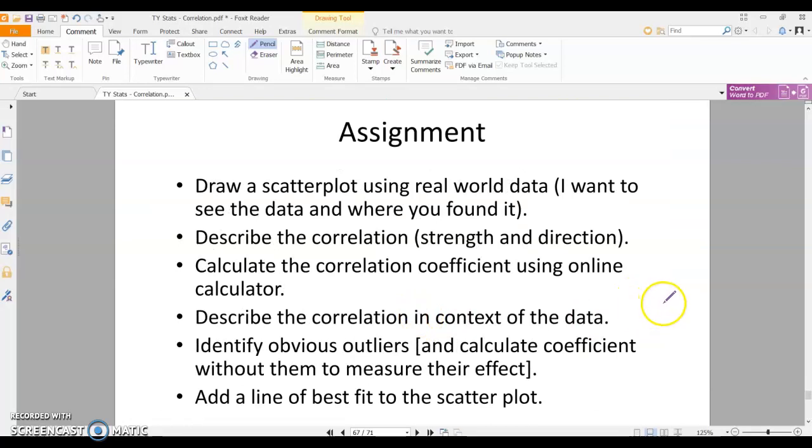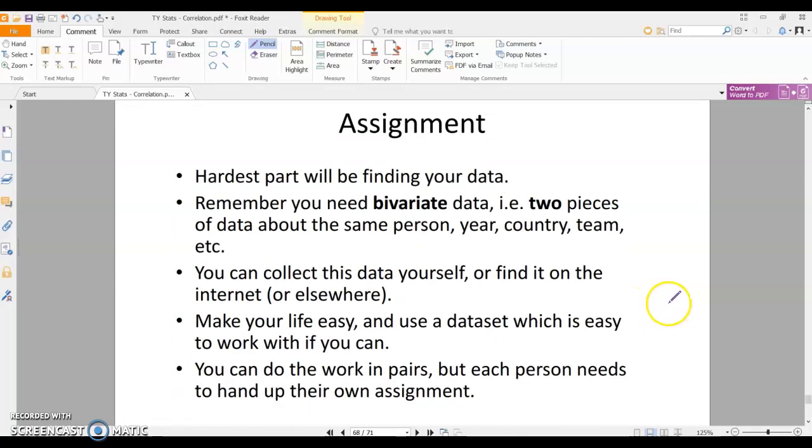I'll just talk through it in a little bit more detail now. As I said, I think the hardest part will be finding your data. Once you have that, what you need to do isn't a huge amount. Just remember, you need bivariate data. That means you need two pieces of data about the same people, the same years, the same countries, the same teams, etc. For example, let's say you were doing height and weight. You would need the height and weight of 12 different people.